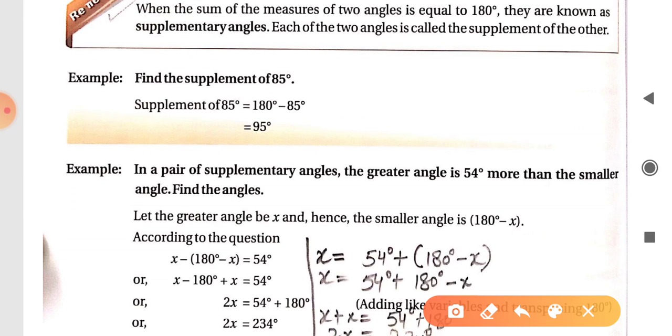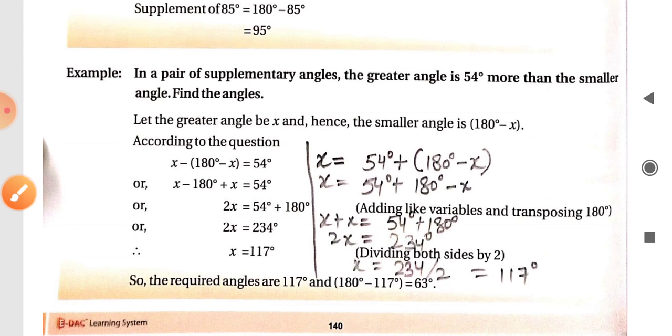Then there is an example: find the supplement of 85 degrees. To find the supplement of any angle, we subtract that angle from 180 degrees. Then 180 degrees minus 85 is equal to 95. So 95 degrees is the supplement of 85 degrees.